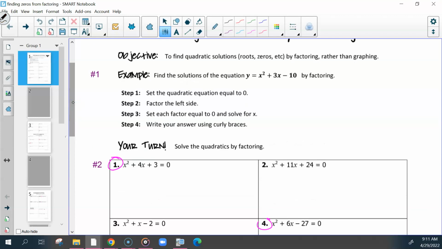So last class we did a bunch of stuff with quadratics on axis of symmetry, vertex, domain, range, solutions. And we were able to find those solutions from a graph wherever it crossed the x-axis. Now we're going to be doing that same thing, finding solutions, but algebraically. There are different ways to find it algebraically. We're only going to be finding one.